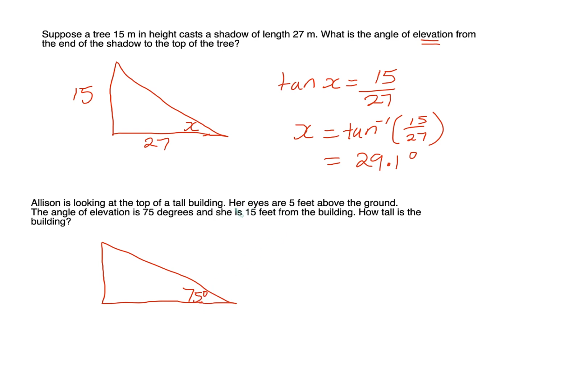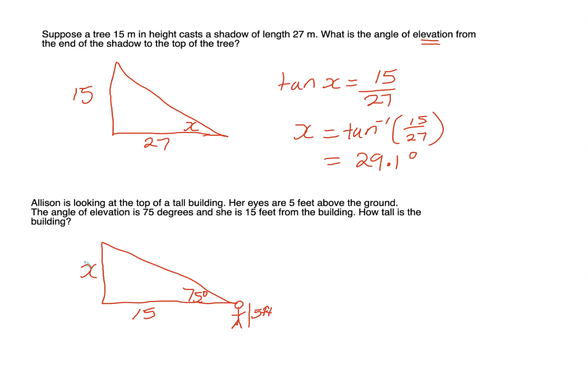Now they said that her eyes are 5 feet above the ground. So here is Allison, like that. And Allison's height is 5 feet. So that's going to be important. So there's Allison. She's looking up at this building. Her angle of elevation is 75 degrees, and she's 15 feet from the building. So from here to here is 15. And they want to know how tall is the building, which is over here.